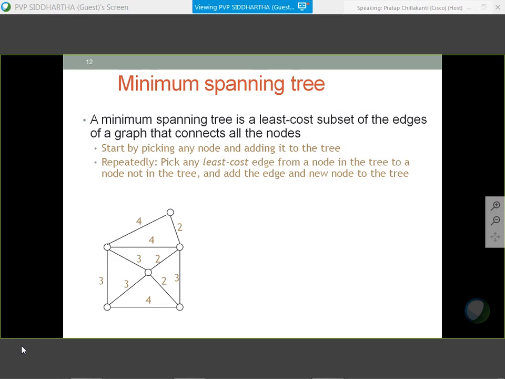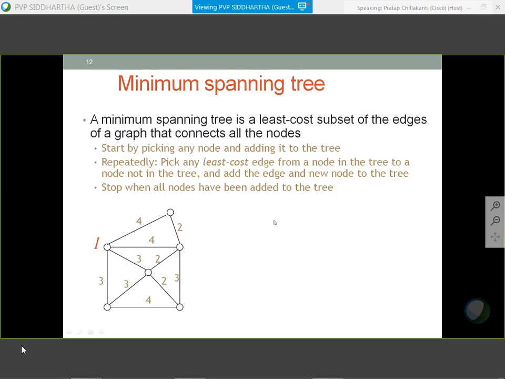So the minimum spanning tree is the least cost subset of edges of a graph that connects all the nodes. The key thing is all the nodes should be there. Remember that. Otherwise, it's not a spanning tree. So how do we come up with that? There's an algorithm. Remember, this is an algorithms class. It's one thing to know what it is, it's another thing to know how to do it.